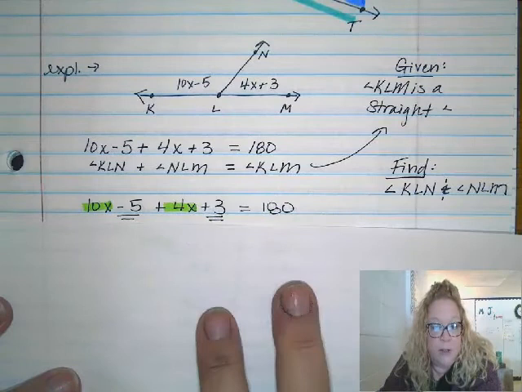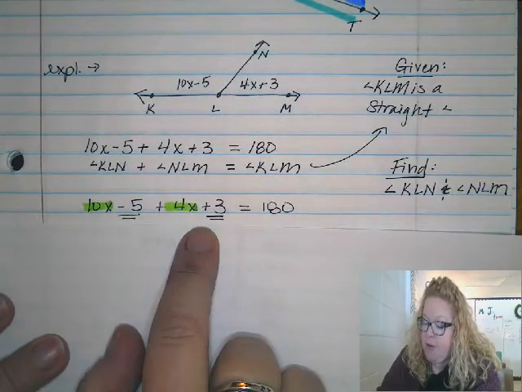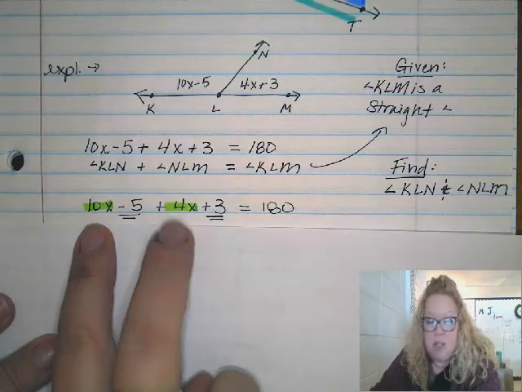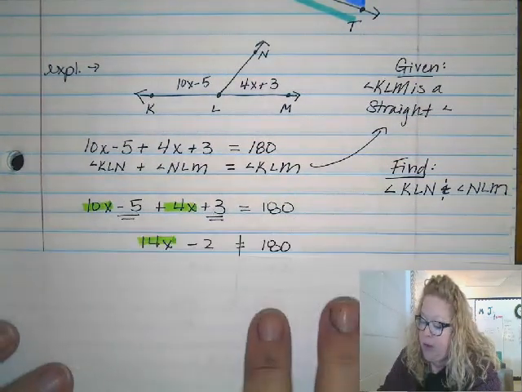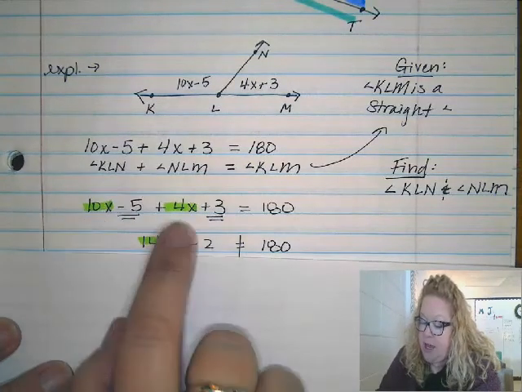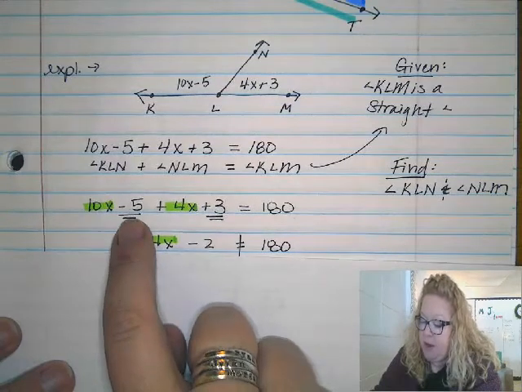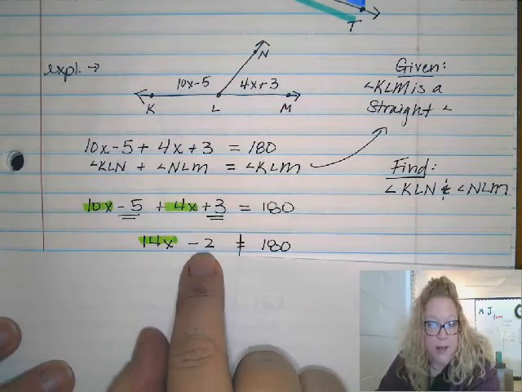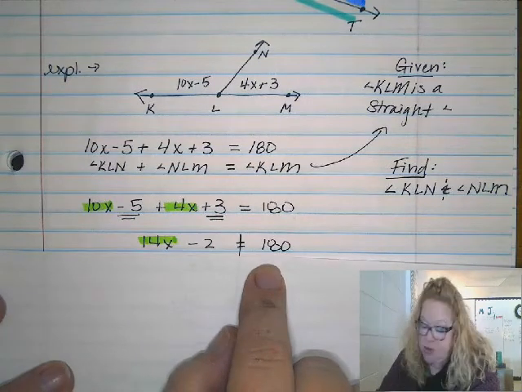So I have to use a little bit of algebra. If you remember, I'm going to add both of these together. They're on the same side, so I want to put them together. I'm not going to move them across that border. I'm going to add them together. So I took 10 and 4 to get 14x. And then I took the negative 5 and the 3 together, and I got negative 2. Now it's a two-step equation, and I can go through and solve it.